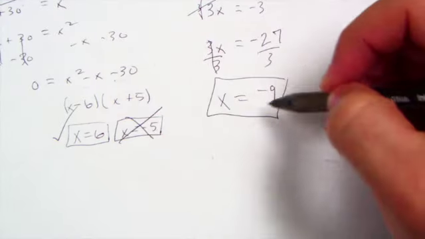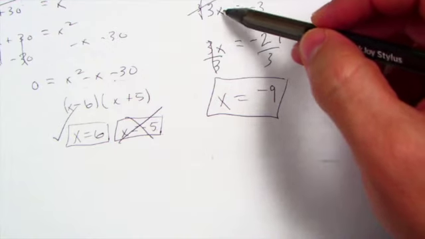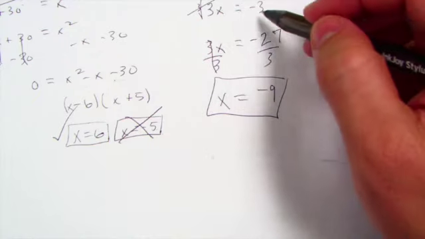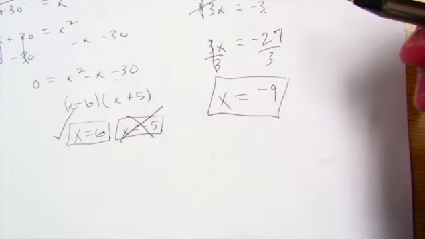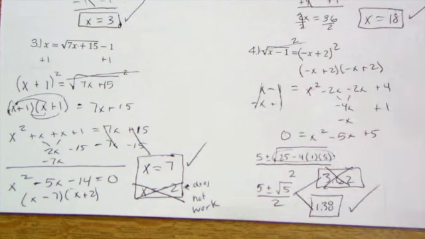I do want to verify that. So we do plug in negative 9 into here. Negative 9, 3 times negative 9 is negative 27. The cube root of negative 27 is negative 3. So this works. Don't forget to check and verify whether your answers are correct.